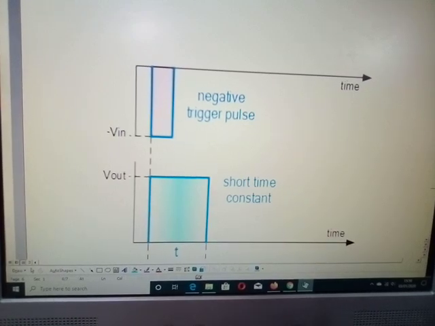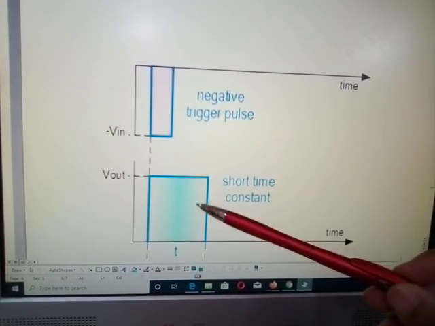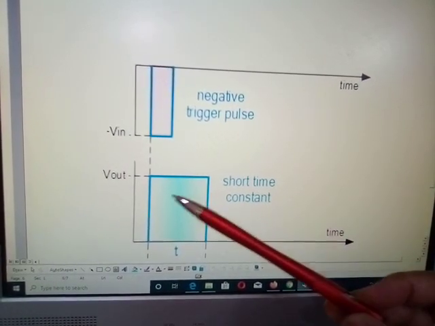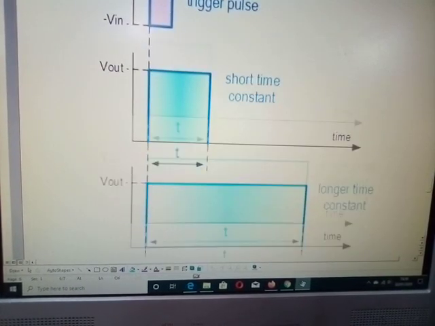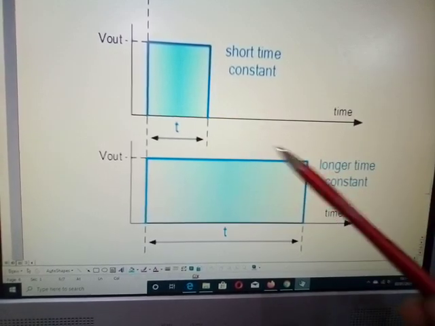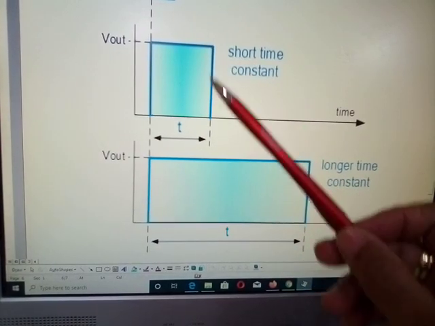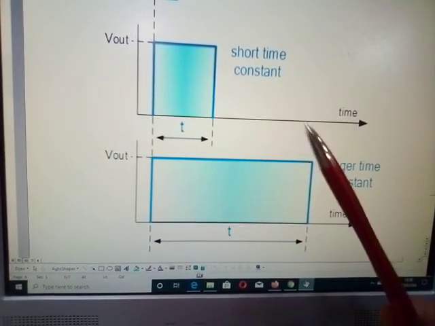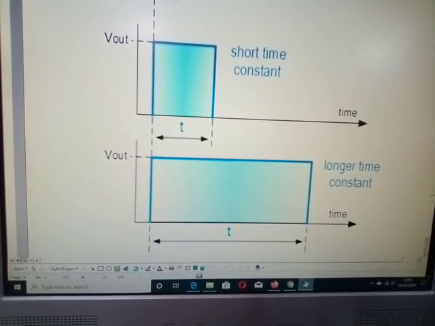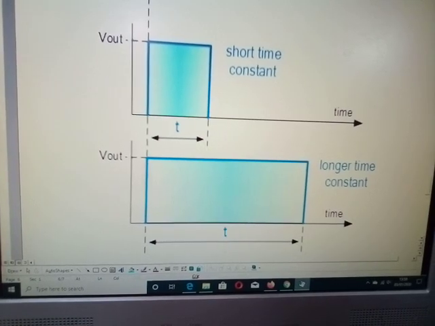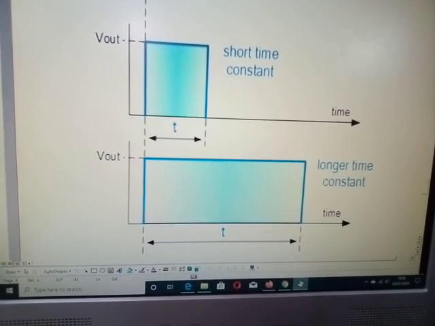Now here I can have a negative trigger pulse. We can have a short time constant in regards to the pulse width, or you can have a longer time constant. This time constant here can even be longer than this, or it can even be shorter than this, so bear that in mind. That is dependent upon the RC circuit that you have in place. You can modify it by changing any one of those components. By changing those components, you change the time constant.